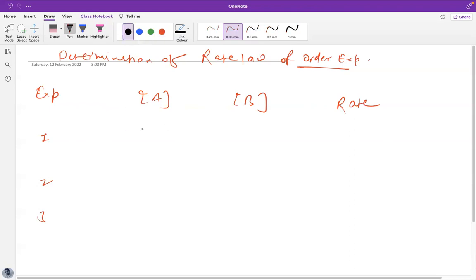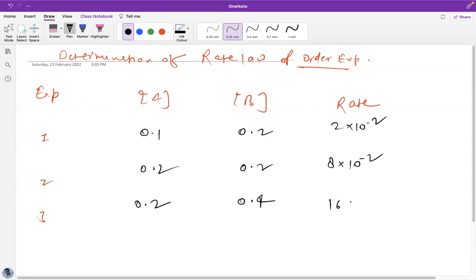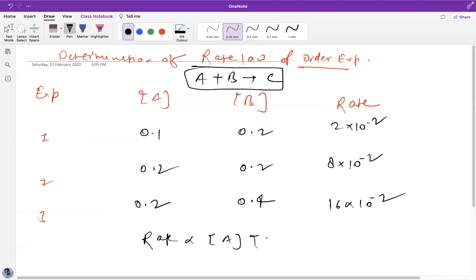The concentrations of reactant are, suppose, 0.1, 0.2, 0.2 for A, and 0.2, 0.2, 0.4 for B. And the rate values are 2 into 10 to the power minus 2, 8 into 10 to the power minus 2, and 16 into 10 to the power minus 2. It will always be given in your question that A plus B converts into product. They will also give you that rate is directly proportional to concentration of A to the power X times concentration of B to the power Y. Now they can ask what will be the values of X and Y.